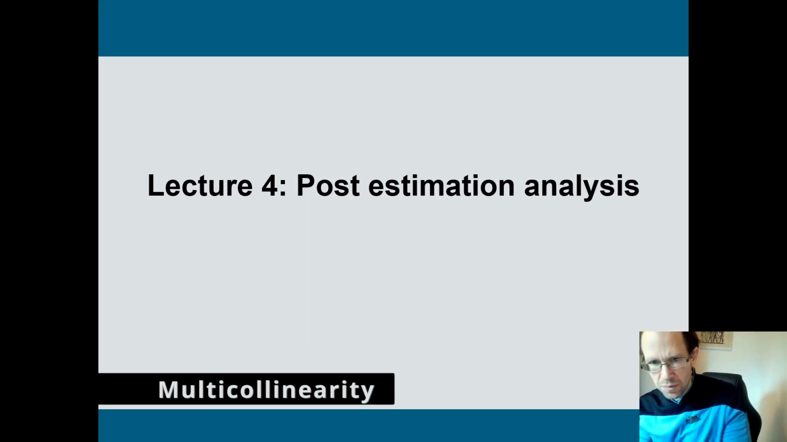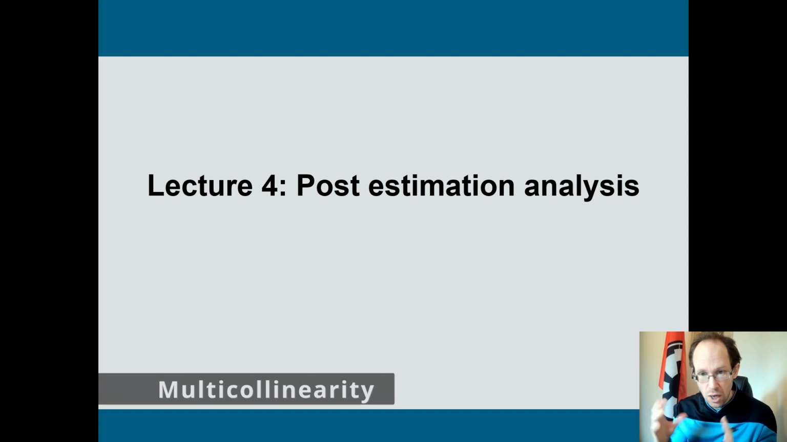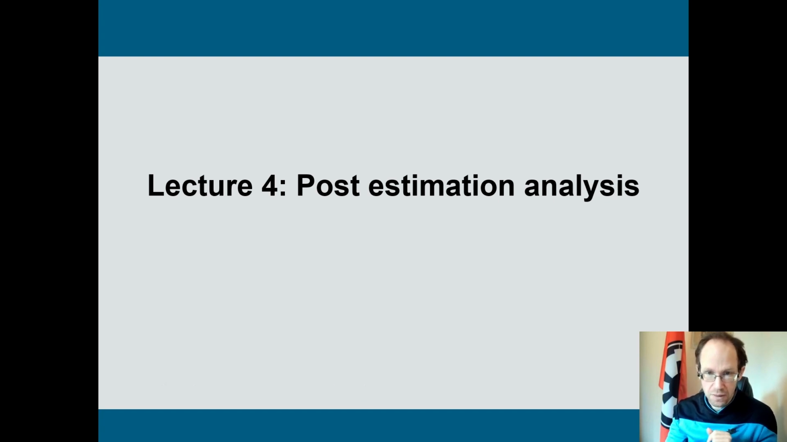Welcome back. Today I will talk about post-estimation analysis focusing on multicollinearity. So what I want to explain is, number one, what does it do to your regression analysis? And number two, how can we fix it?